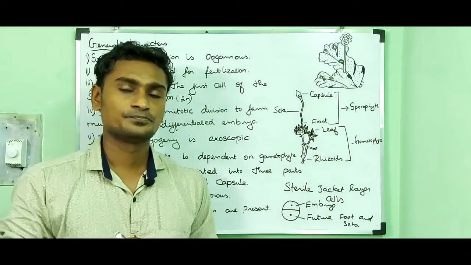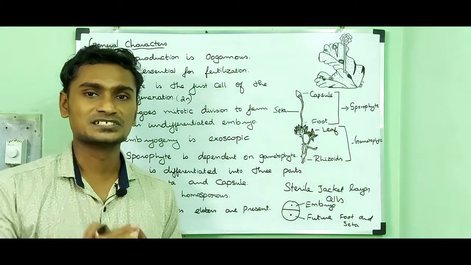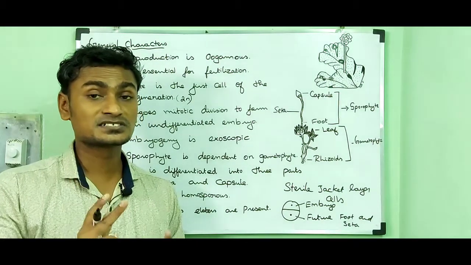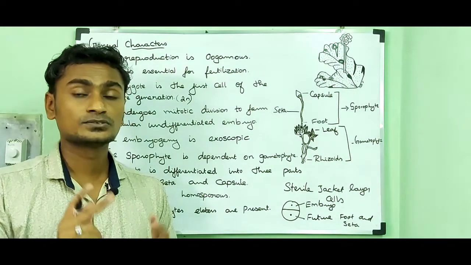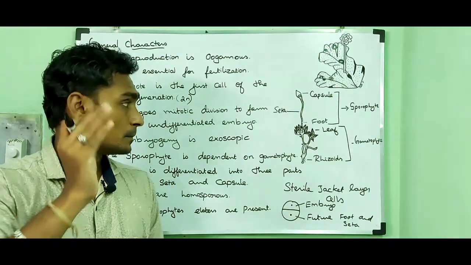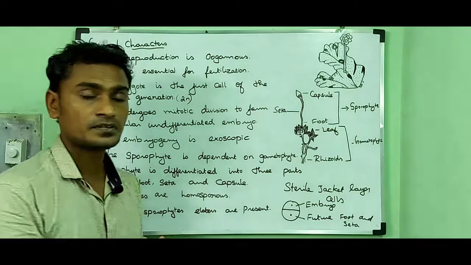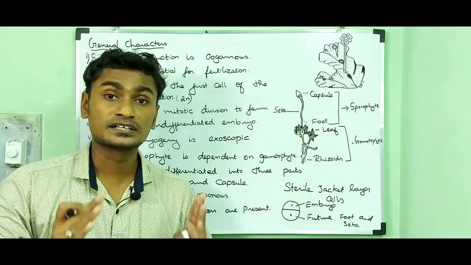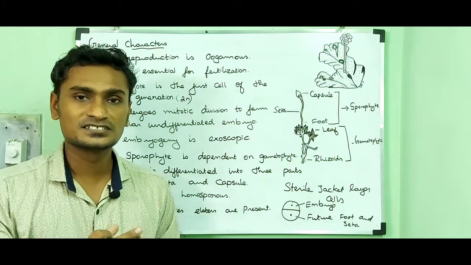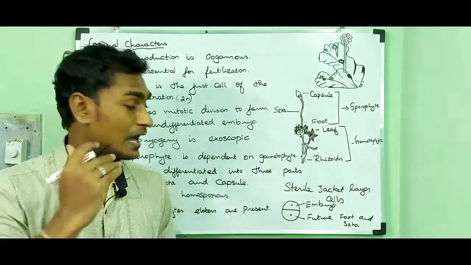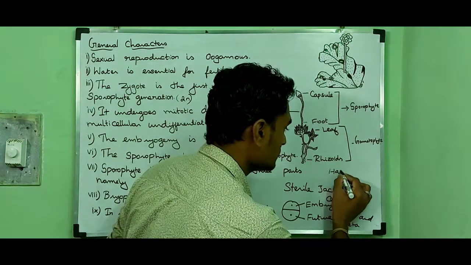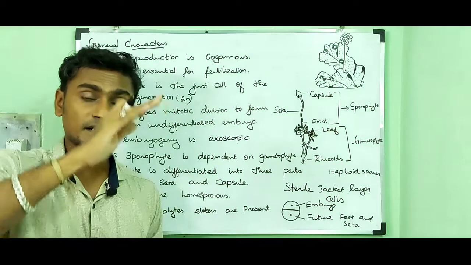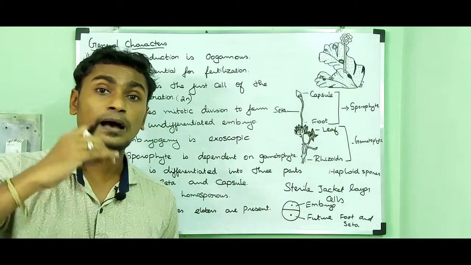Capsule only contains diploid spore mother cells. It is a structure which contains diploid spore mother cells. Diploid spore mother cells means they are 2n, with two sets of chromosomes. Where are they? Inside this capsule. So the diploid spore mother cell inside the capsule undergoes meiotic division or reduction division. When reduction division happens, what do the diploid spore mother cells become? Haploid spores. So the diploid spore mother cells undergo meiotic division and become haploid spores.